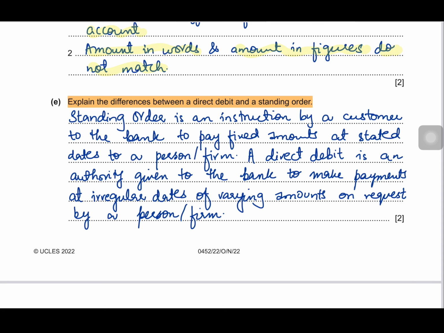Again, we have discussed there's only one difference, and that is, in standing order, we instruct the bank, or we give permission to the bank that it can make payments to customers or to businesses, to persons on our behalf, and the payment and the date of these transactions are fixed in standing order. However, in direct debit, the payment and the amount or the dates are irregular, that is, they vary in amounts. This is the only difference between the two.